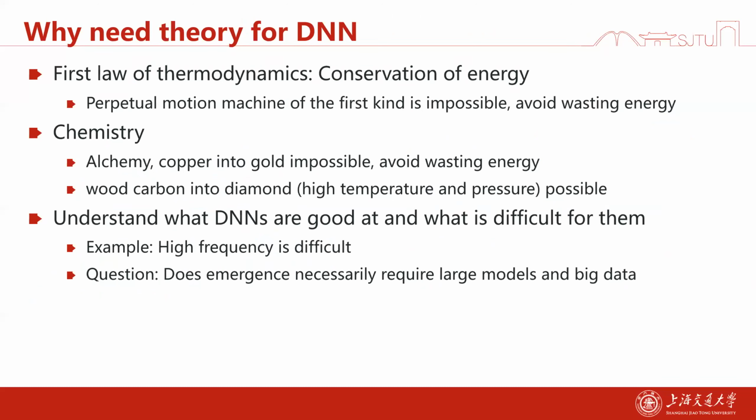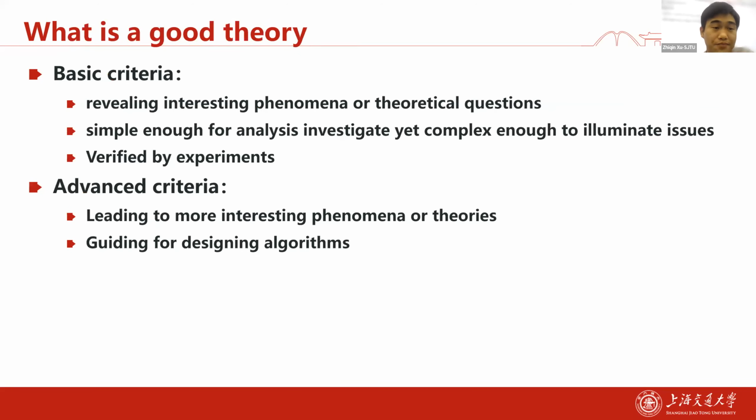I want to give an example from chemistry. If we want to turn copper into gold, we know it's not possible once we study chemistry, and we can avoid a lot of wasted energy. We also know that we can turn carbon into diamond, so we can build artificial diamond. It's quite common around us. So for understanding deep neural networks, we have to understand what they are good at and what is difficult for them to learn. For example, I will mention that high frequencies are quite difficult.